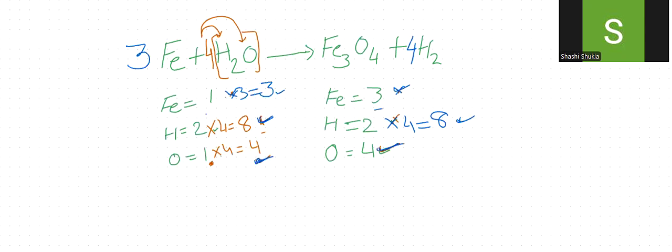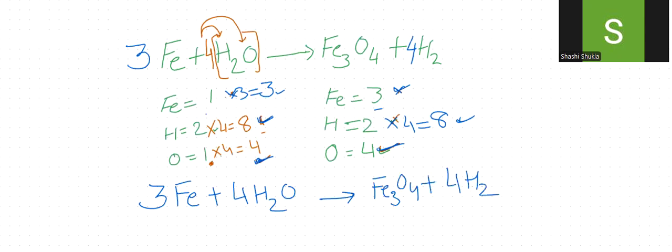Now let's write the balanced equation. So 3Fe plus 4H2O will give me Fe3O4 plus 4H2. Okay. Do you want to do more, or is this good? One more for homework. Do you want me to do it here?